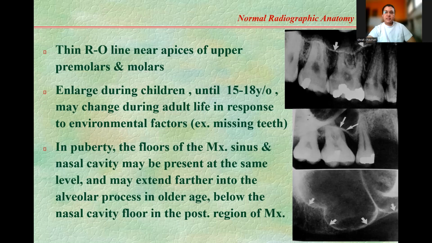It enlarges during childhood until the age of 15 to 18 years, and it may change during adult life in response to environmental factors like missing teeth. Because the children's maxilla is growing, even the sinus keeps growing, and it reaches its maximum size by the age of 18. But after that also, the size and the shape of the sinus change in response to environmental factors.